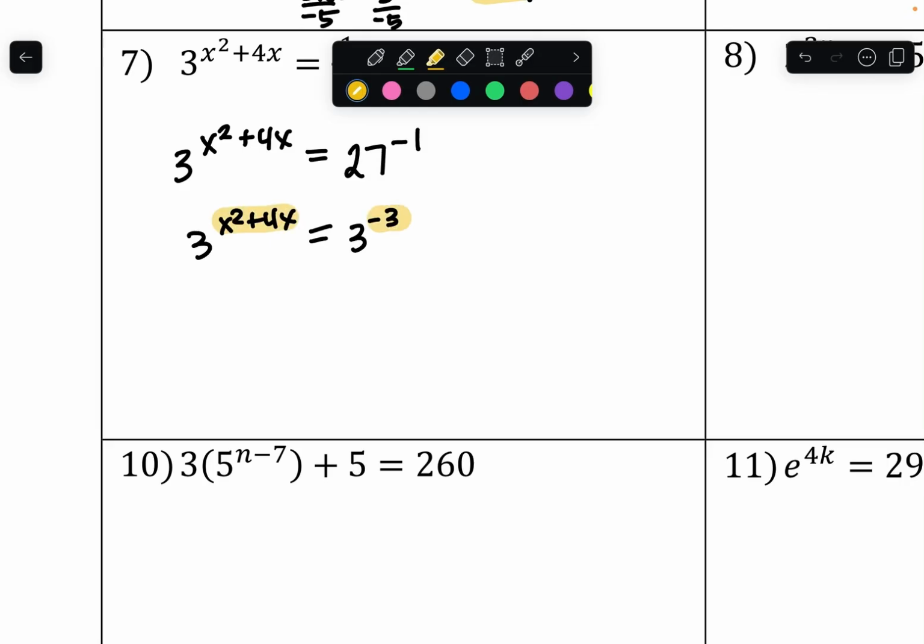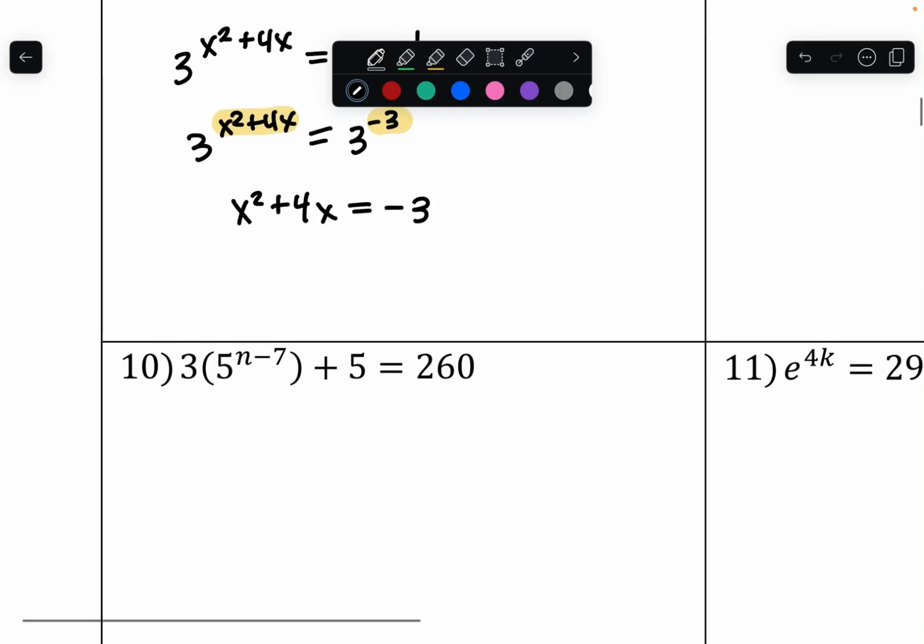giving us a quadratic equation. We have x squared plus 4x minus 3 equal to 0. Oh, just kidding. We have equals negative 3. And then whenever you have a quadratic equation, you want everything on one side so you can try to factor. So x squared plus 4x plus 3 equals 0.